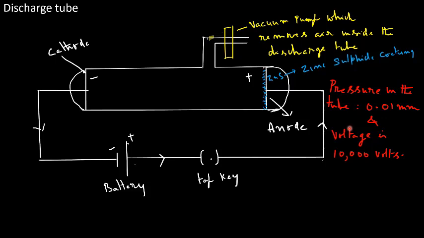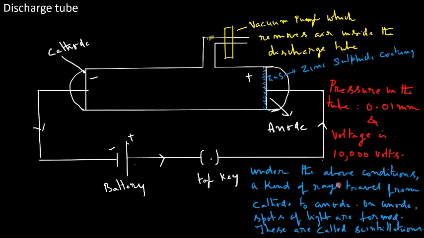The pressure inside the tube is decreased to 0.01 mm, and of course voltage is applied around 10,000 volts. Under these conditions, a kind of rays travel from cathode to anode. On anode, spots of light are formed, which are referred as scintillations.